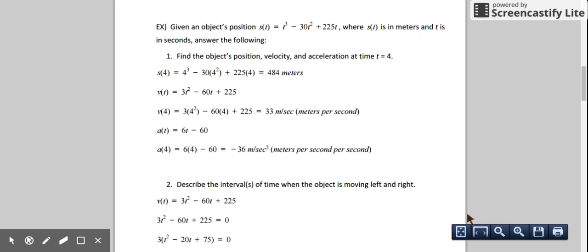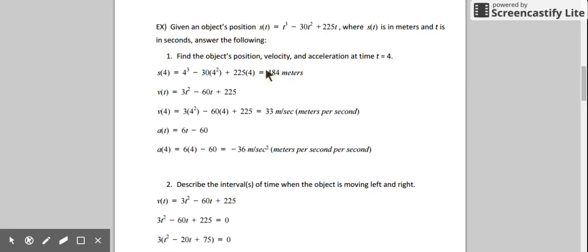This video is part 2 in our two-part series describing position, velocity, and acceleration functions, and how we can use that information to describe how a motion is moving through space relative to time. So let's do some examples where we use the information provided in that last video. Given an object's position function in meters, its changing position in meters as time is going by in seconds, let's answer a bunch of questions here.